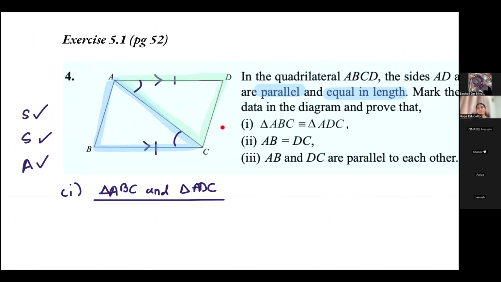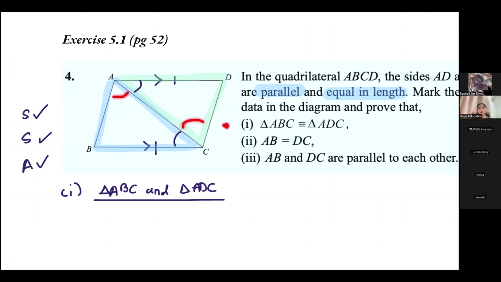Anything else that are equal in the two triangles, blue and green triangles? Anything else that we can see? So we can't take another side as equal because we don't have information. We don't have data for that. Can we take this angle and this angle are equal? Yes. What would be the reason for that? Alternate angles.